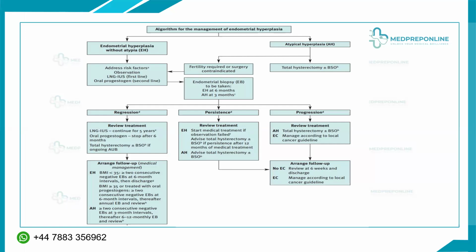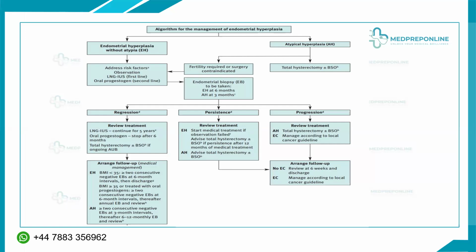But in case the patient requires fertility or if surgery is contraindicated for some reason, then again, you have to address the risk factors. You can put a Mirena, you can offer the patient oral progestogens, and the patient will be on follow-up, right? So you have to follow up the patient by doing consecutive endometrial biopsies. If it is only without atypia, then it is every 6 months. If it is atypical hyperplasia which you are managing conservatively, it is every 3 months. So please remember, these are very important points. Without atypia, it's 6 monthly biopsy. With atypia, it's 3 monthly biopsy.